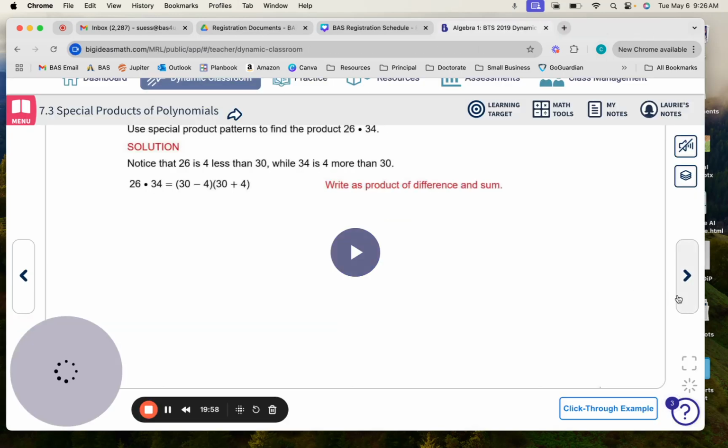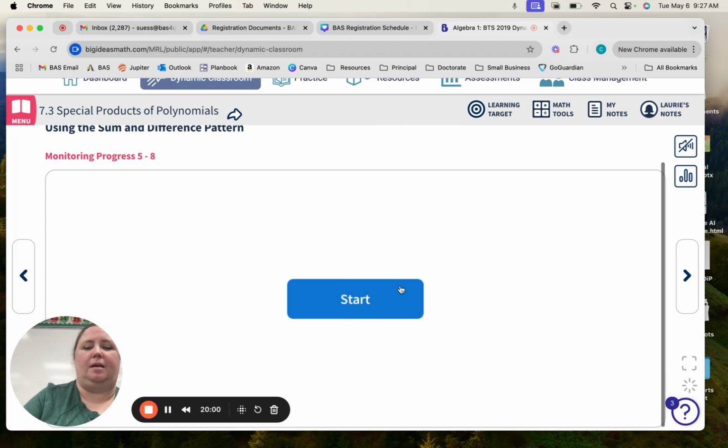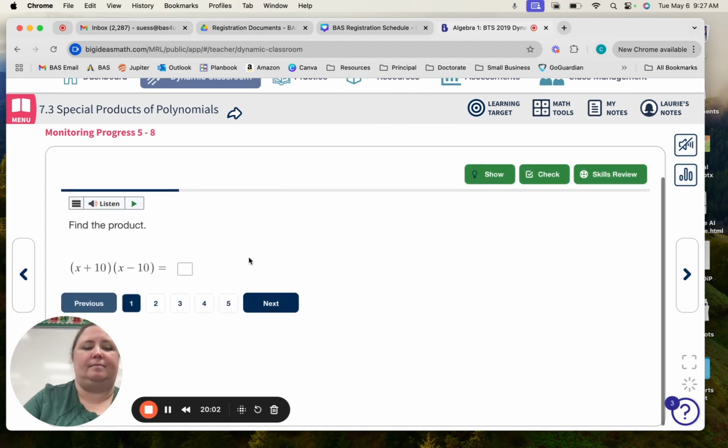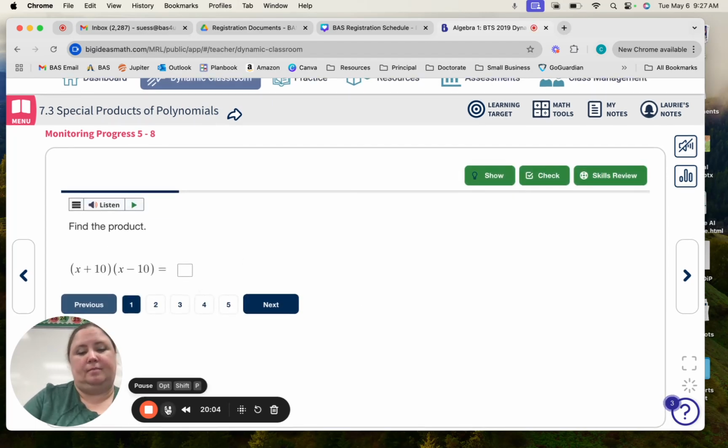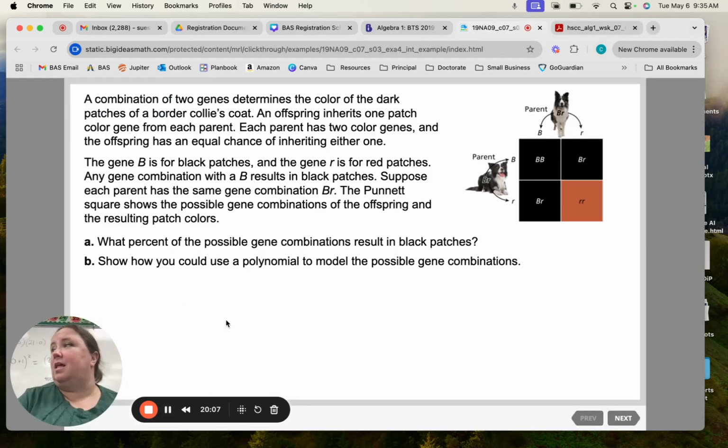But also I'd be like, okay, 30 squared. Monitoring progress 5 through 8. Go team, go. Shh, last example. Last example. I think she's telling you to get it.